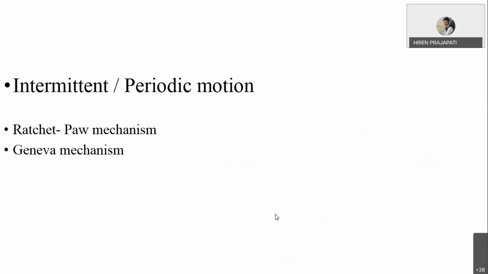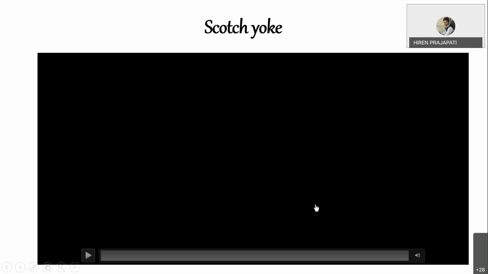In case of intermittent and periodic motion, we can go for the ratchet and pawl mechanism as well as the Geneva mechanism. These are the two popular mechanisms which are used in different machine tools. Let me first of all show you the Scotch yoke mechanism.